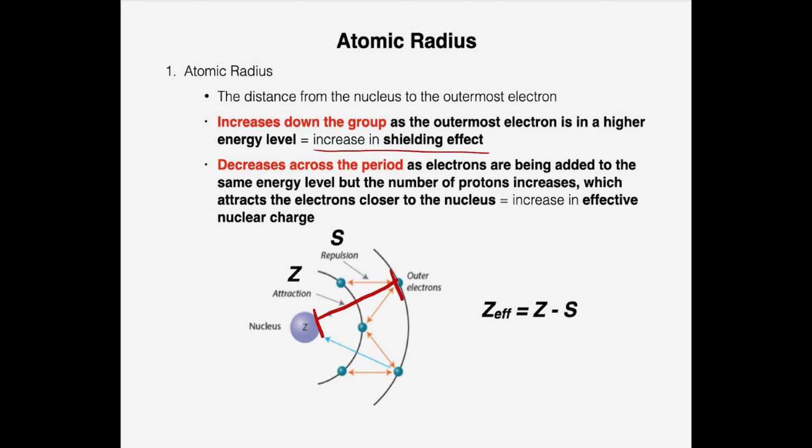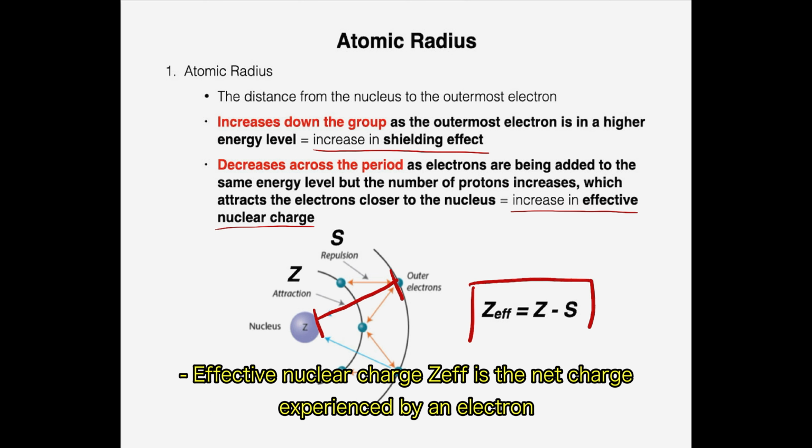On the other hand, the atomic radius decreases across the period as electrons are being added to the same energy level, but the number of protons increases, which attracts the electrons closer to the nucleus. This increases the effective nuclear charge, which is the net charge experienced by an electron.